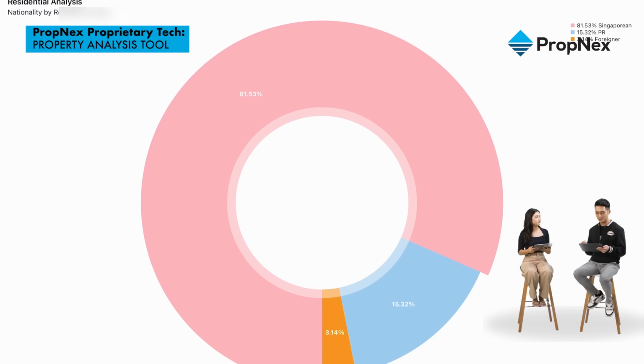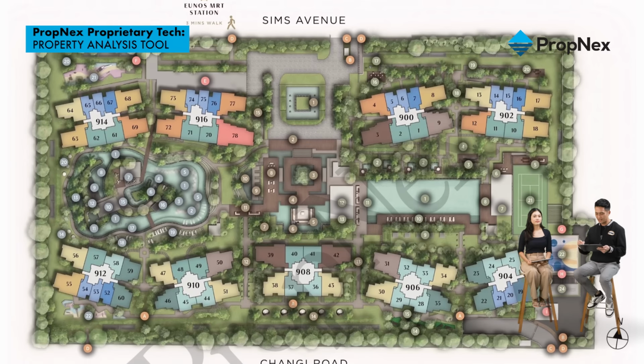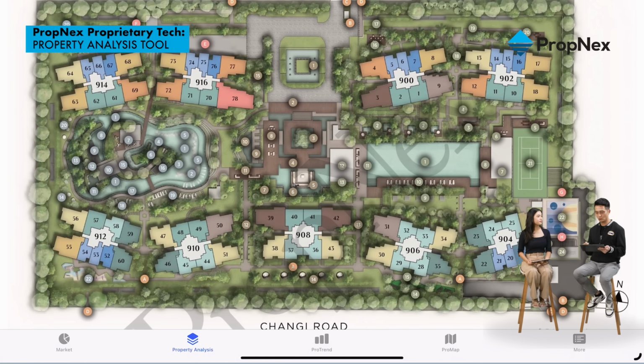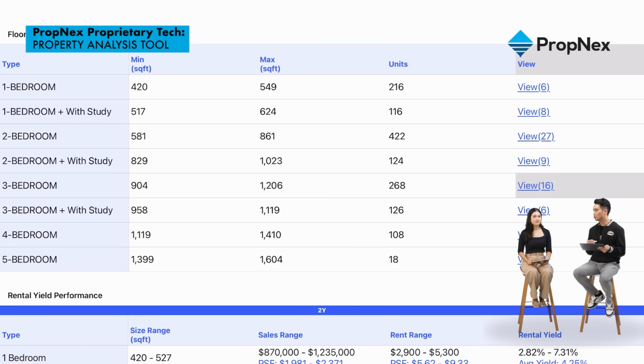Another consideration is residential analysis. You might want to know who is staying here, alright? Whether how many percentage is Singaporean, PR or foreigner. Now this analysis can give you the answer that you're looking for. You can also analyze the site plan to learn more about the facilities for your family. And of course, the unit mix.